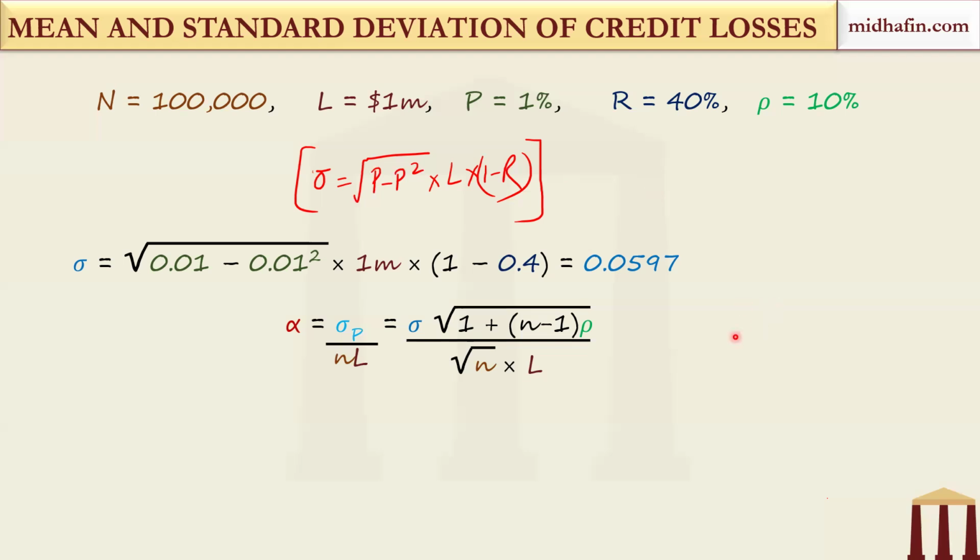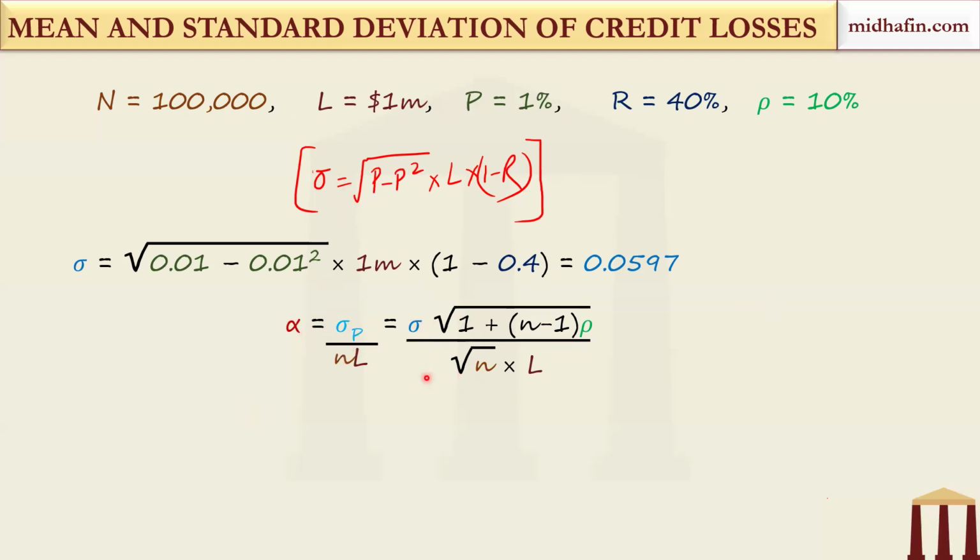Sorry, can you come again, sir? What exactly do you want to check? I want alpha, this quantity, sigma p by NL basically, or this. Both are the same. So once you calculate sigma for each credit, then you calculate sigma p, and then you divide by NL so that you can get alpha. So this is the formula.